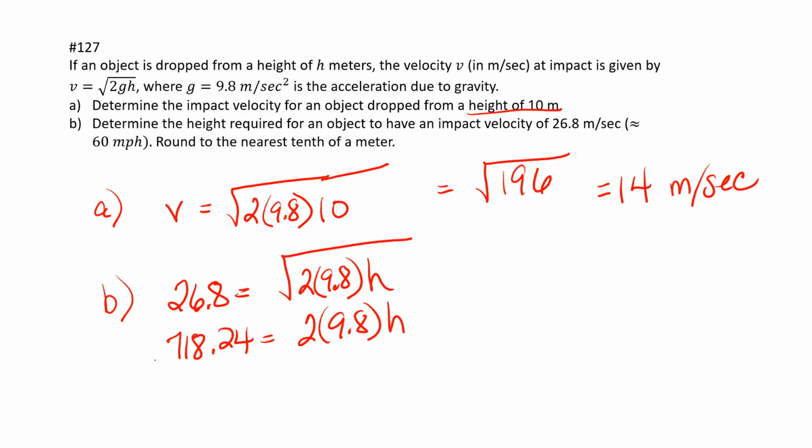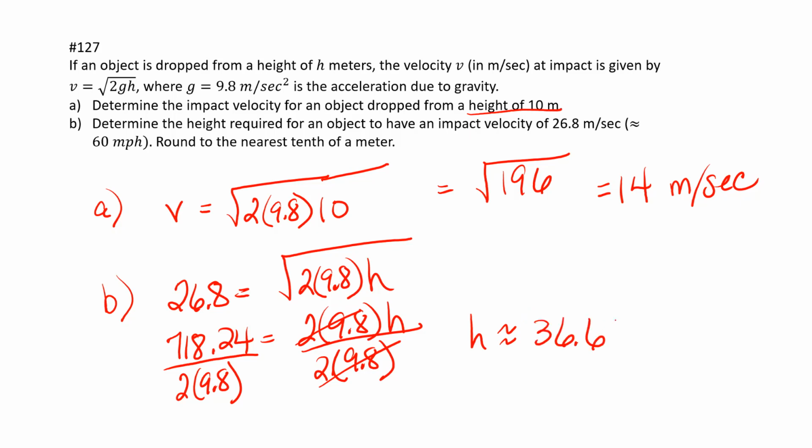We will divide both sides by 2 times 9.8 to get h by itself. And when we do that, we punch that into our calculator, 718.24 divided by 2 times 9.8. And we want to round to the nearest tenth of a meter. So h is going to be about 36.6 meters.